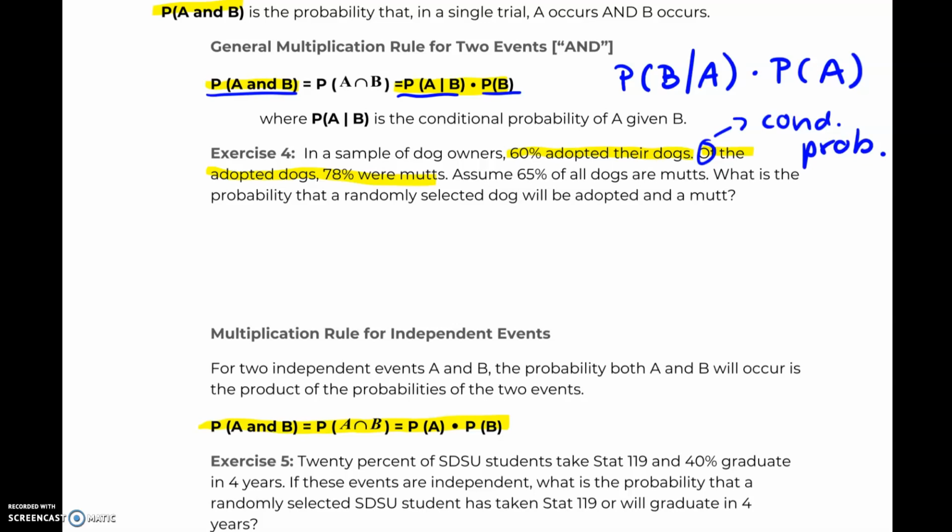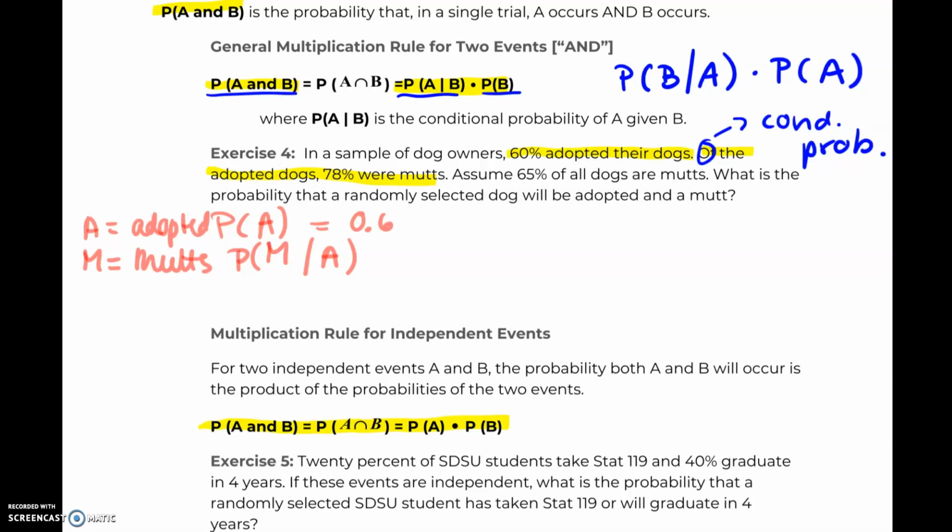So let's write down what we have. Let's say A means adopted. The probability of A is 0.6. And then we'll call it M for mutts. Here it says "of the adopted dogs," so given that the dog is adopted, whatever the conditional part is, that's always going to go behind the slash. We know that 78% are mutts. So this is the probability of mutt given adopted, and we know that's equal to 0.78.